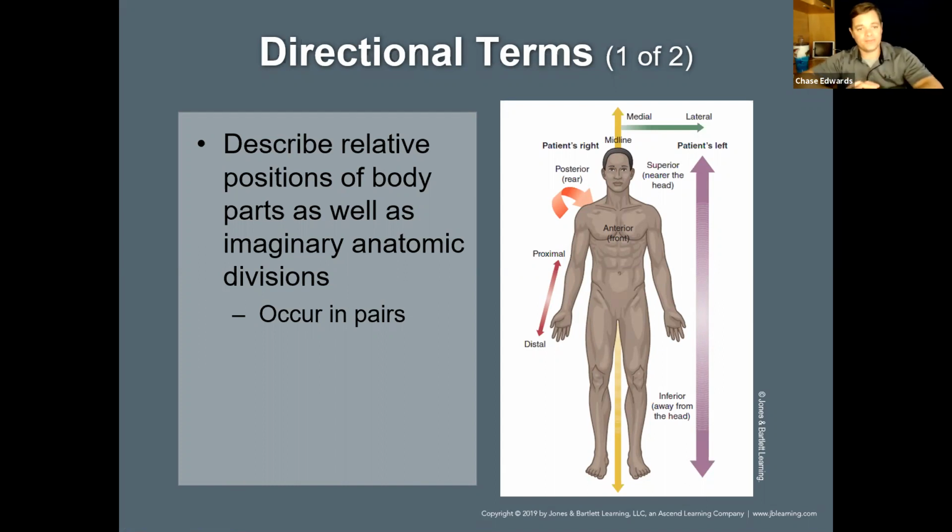Directional terms describe the position of body parts as well as imaginary anatomic divisions. It occurs in pairs. So superior and inferior. Superior portion is the portion above or closest to the head from a specific reference point. Inferior portion is the body part closest to the feet.